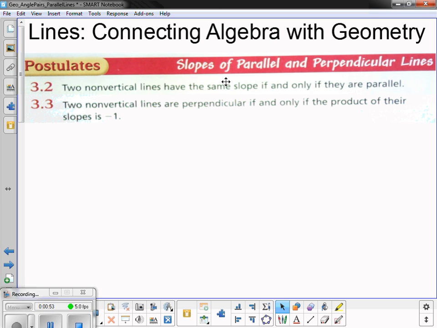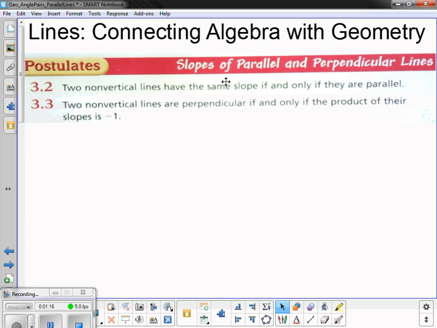Okay, first thing is we have two postulates, but we already know these postulates because we did them way back when we were doing coordinate geometry. First, postulate 3.2 says two non-vertical lines have the same slope if and only if they are parallel. So for lines to be parallel, they have to have the same slope, and if I have two lines that have the same slope, I know they're parallel. So their slopes have to be the same.